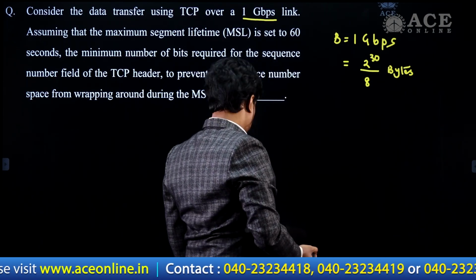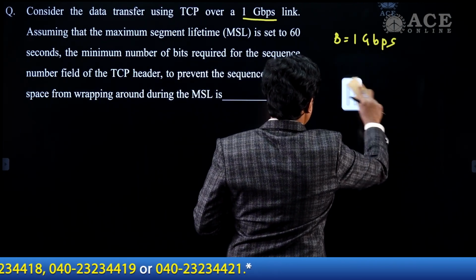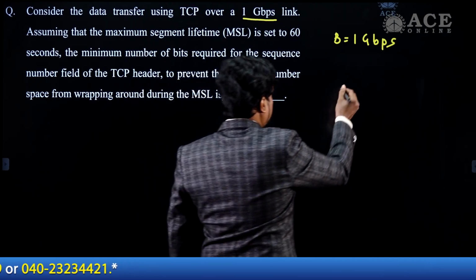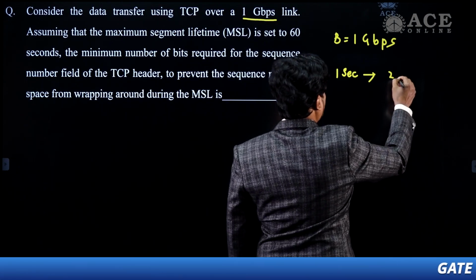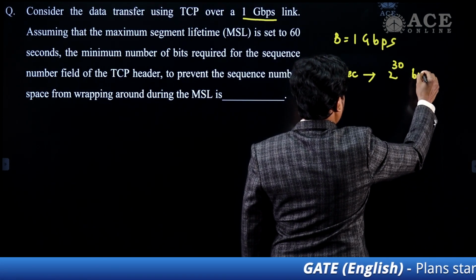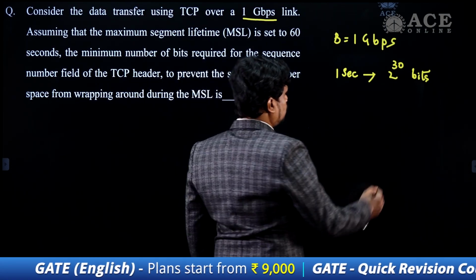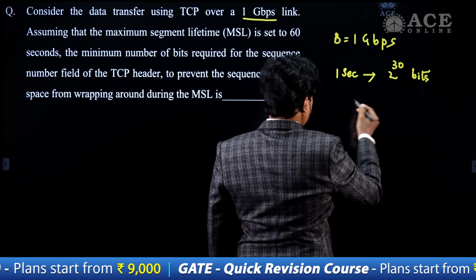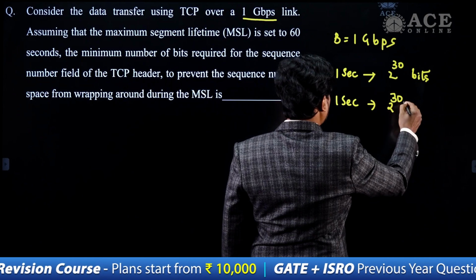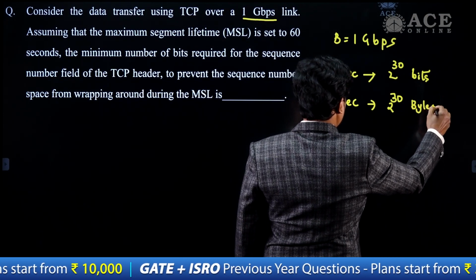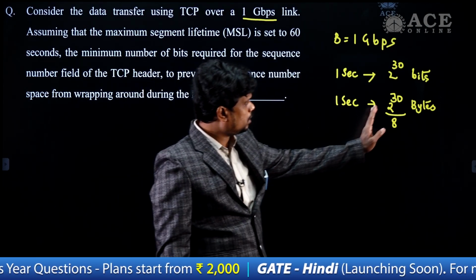Okay. So what is the meaning of this particular 1 Gbps here? First of all, understand this. It is mentioned that within 1 second, or per second, 2 to the power of 30 bits can be transferred. But we are converting this 2 to the power of 30 bits into bytes. So within 1 second we are able to transfer 2 to the power of 30 by 8 bytes. So within 1 second this number of bytes can be generated.